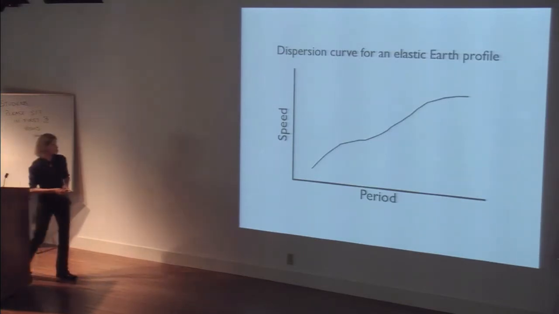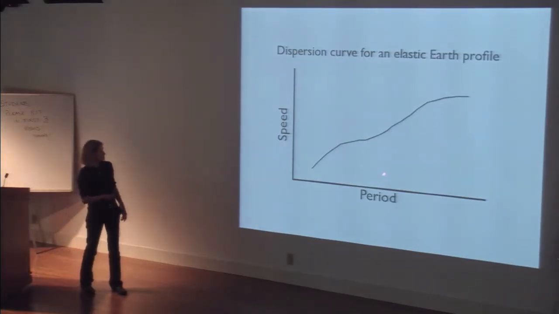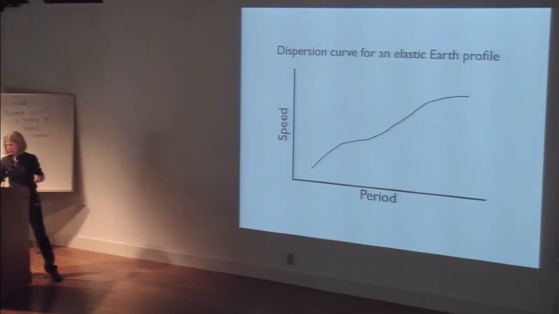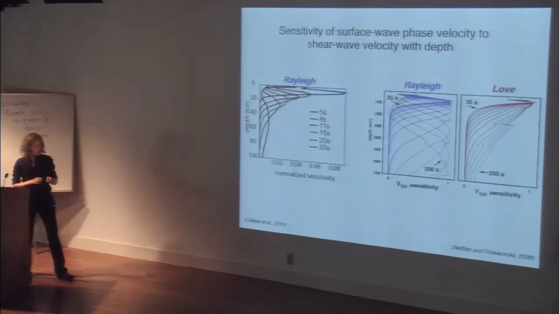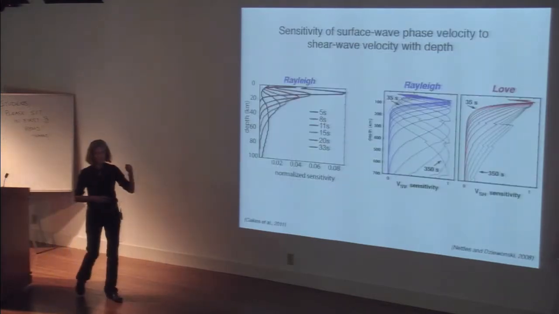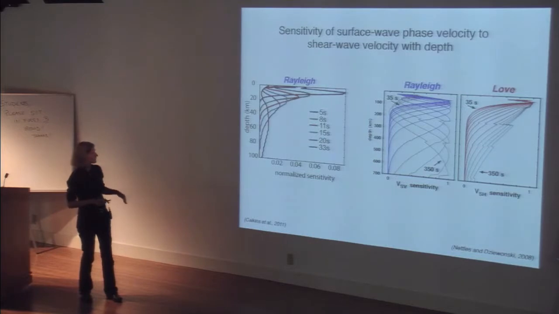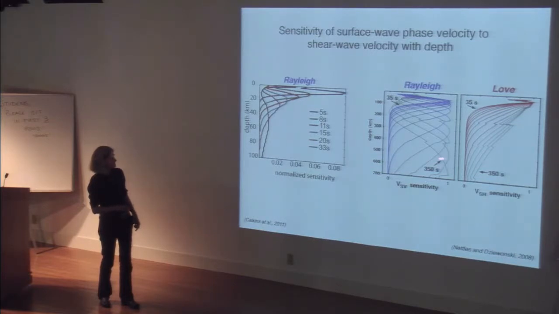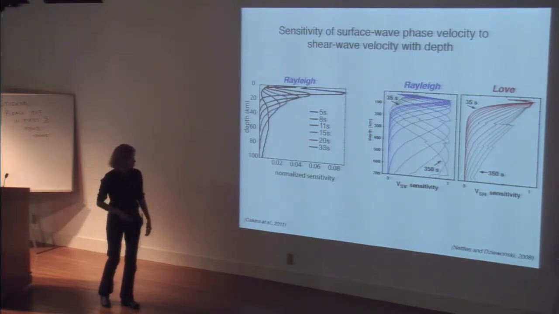But remember that we also know that at different periods, the waves travel at different speeds. And in addition to that, we know that waves at different periods are sensitive to velocity structure at different depths in the Earth. Okay? So this is one we saw before. Here are longer periods. If you go all the way out to, say, 350 seconds, we actually have sensitivity all the way down into the transition zone.